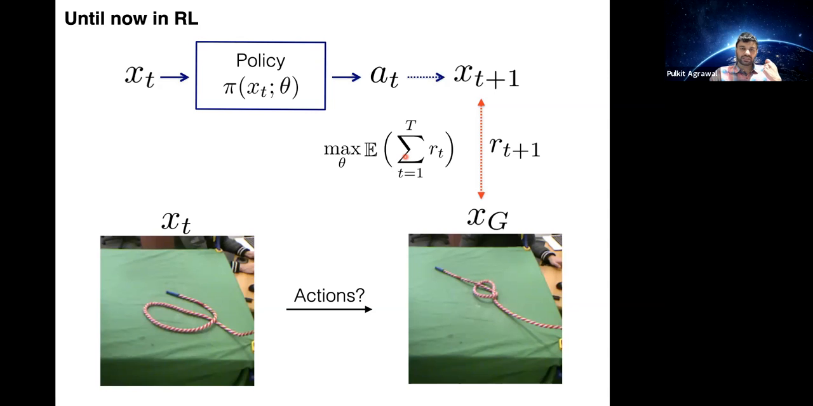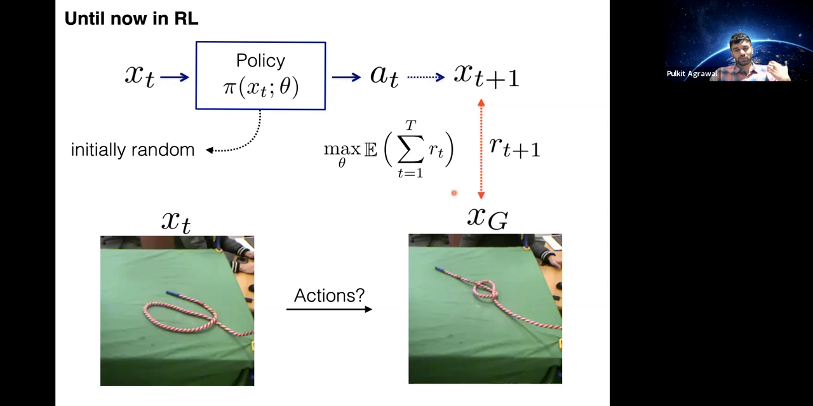But what is a catch, or what is an important point to note, is that these parameters theta of your neural network are initially random. And what that means is that initially, the actions that you're predicting are not meaningful. Right? They're essentially also random.